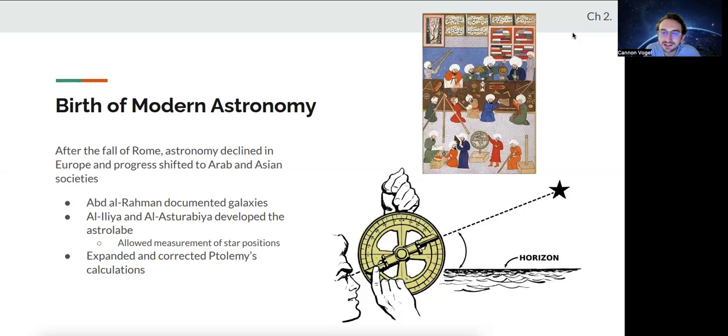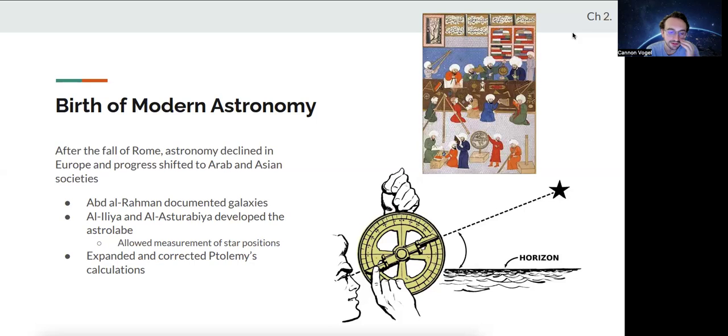And basically what it is, it allows you to get the exact position of a star in the sky, so we can actually keep track of them instead of just drawing pictures. We can keep track of them numerically. And so what it does is it lets you measure the angle. You see that star is at an angle, that's this dashed line, from the horizon. So we can tell how high above the horizon a star is. And with that, we can start to map stars' positions.